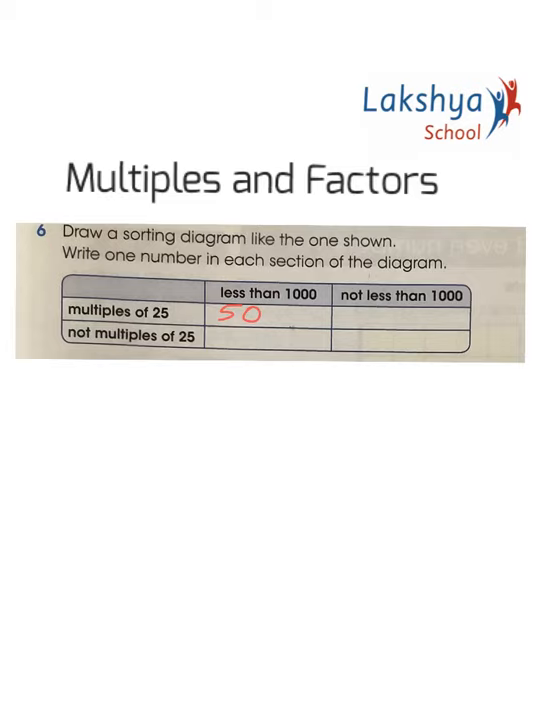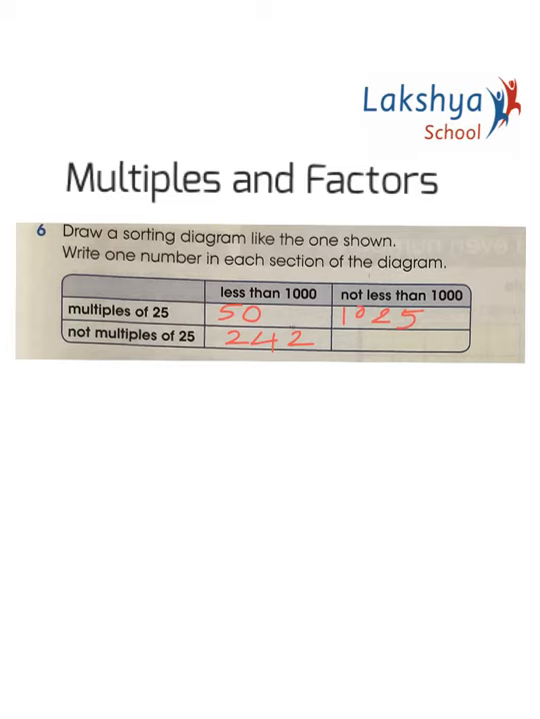Multiples of 25 not less than 1000. So it could be 1025 or 1050 etc. Not a multiple of 25 less than 1000. It should not be a multiple of 25 but should be less than 1000. It could be any even number. So I write it down as 24 or 242 etc.